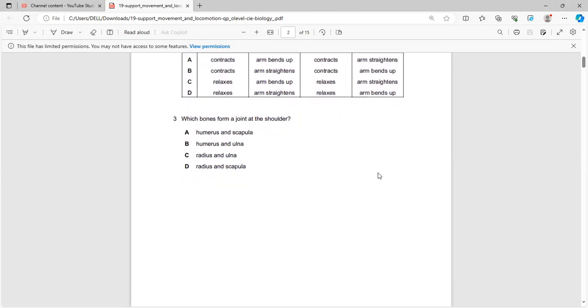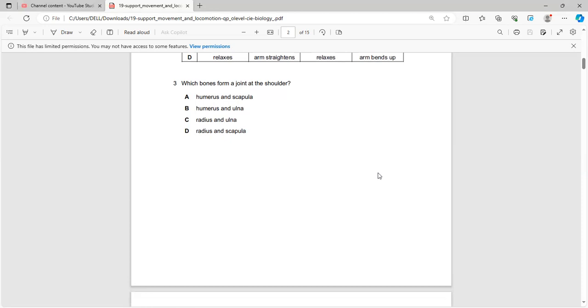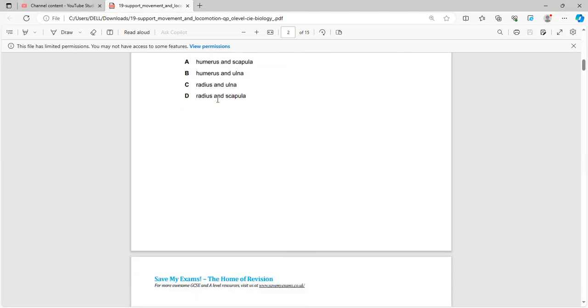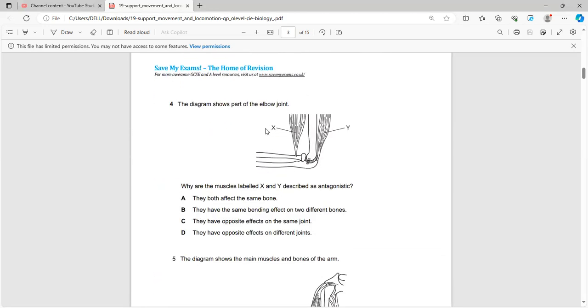Which bones form which joint at the shoulder? The scapula and the humerus. They form the shoulder joint, which enables movement in 360 degrees and in three planes. You have to remember all this key information. It will be repeatedly asked in future questions. So A sounds right. In question number four, they ask the next question.